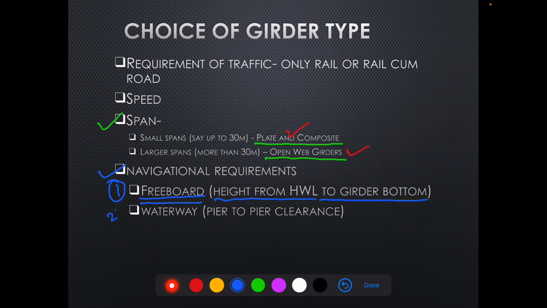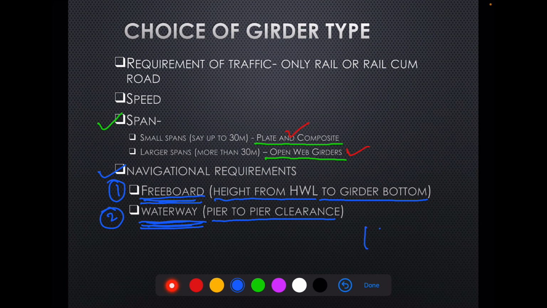The second navigational requirement is basically waterway. Why are these requirements there, because of freeboard and waterway? Waterway is basically peer-to-peer clearance. Peer-to-peer clear waterway is the definition of the waterway. So why are these requirements there?